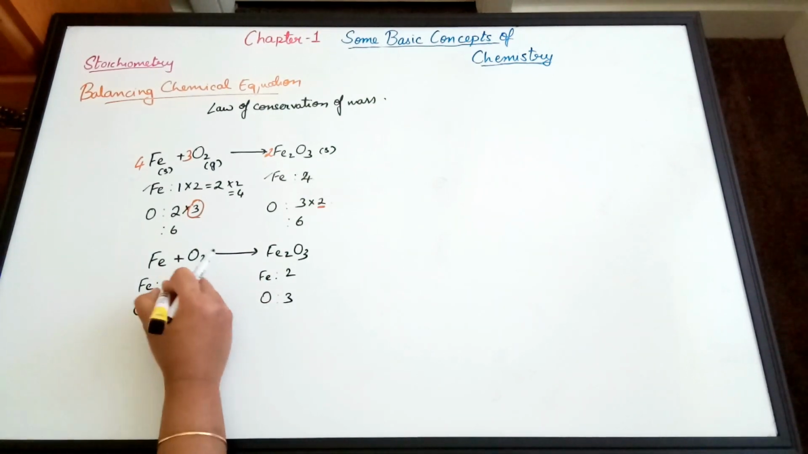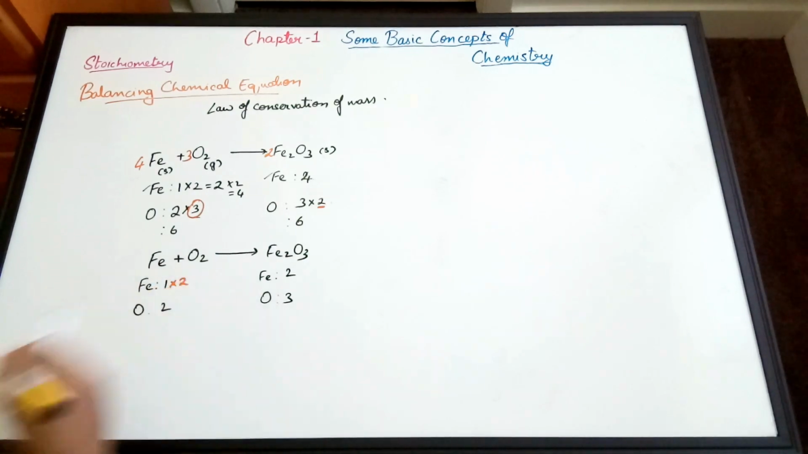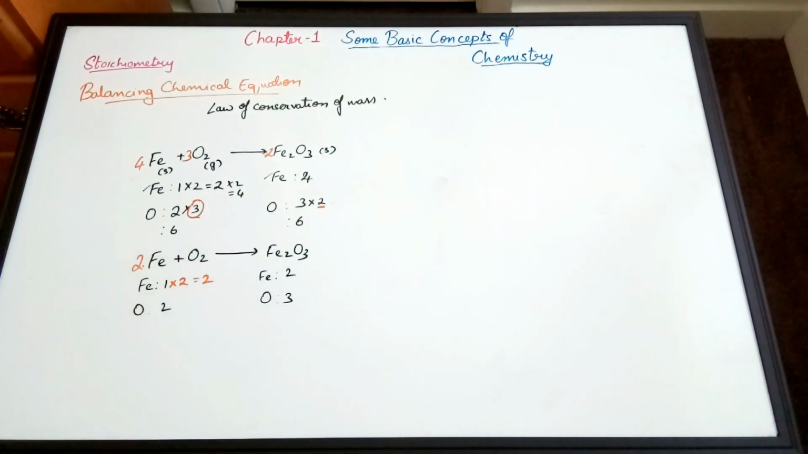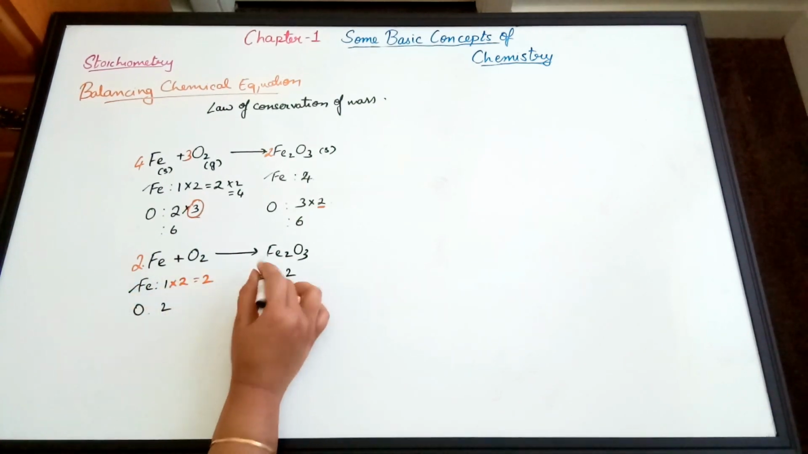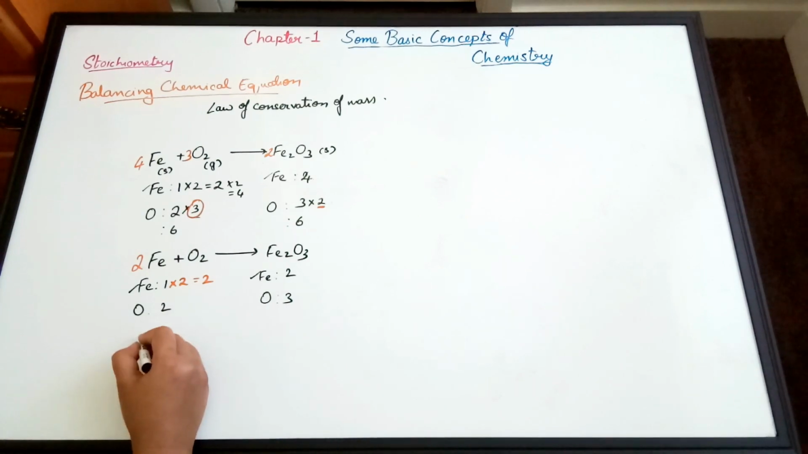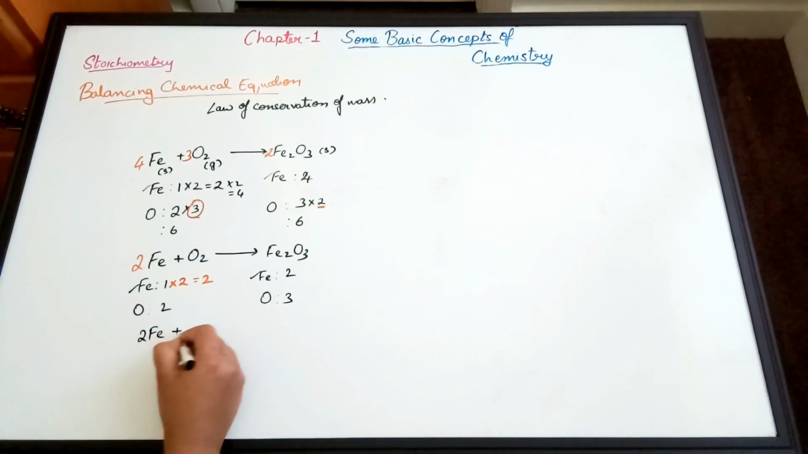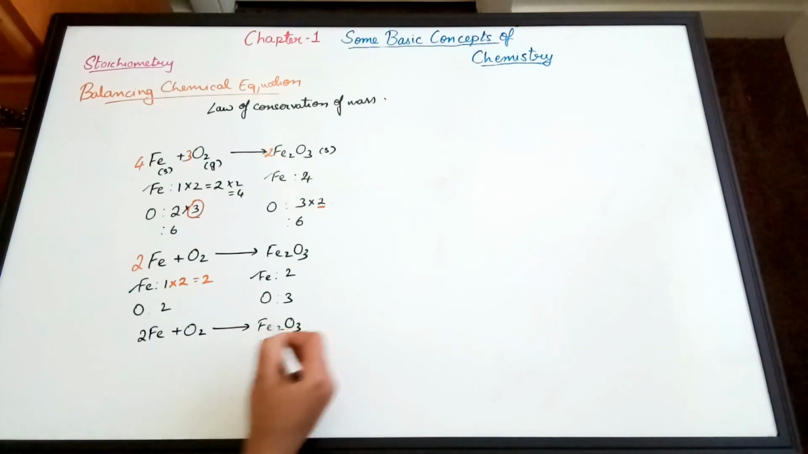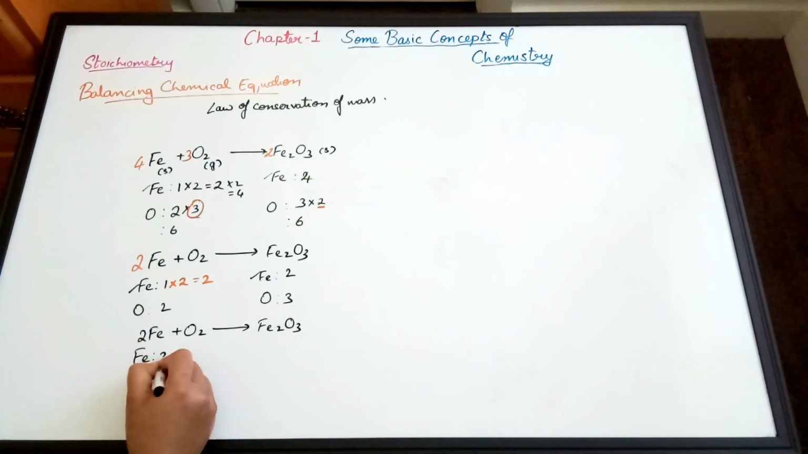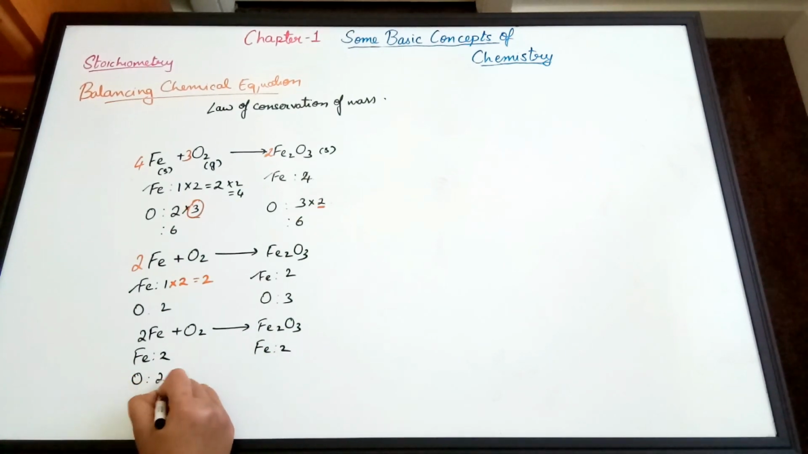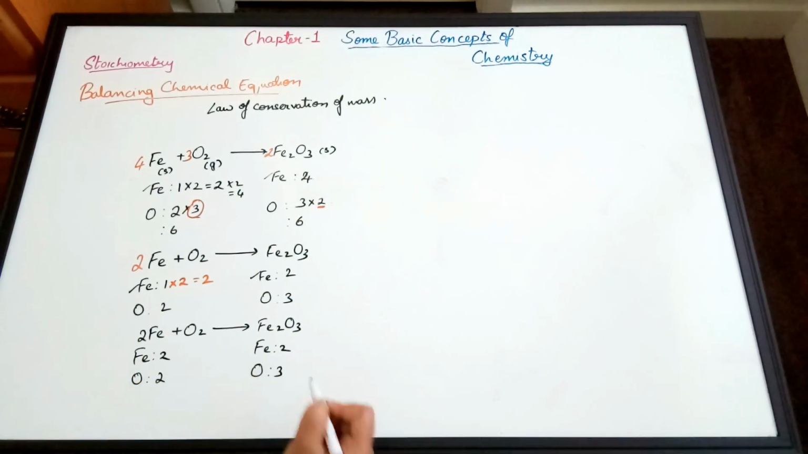Now I am multiplying this iron with 2 to give us 2, which means this is multiplied by 2 and this iron is getting balanced. Next the oxygen has to be balanced. So we get 2Fe plus O2 gives rise to Fe2O3, which means iron is 2 right now. Iron is 2, it's balanced. Oxygen is 2 and over here it's 3.